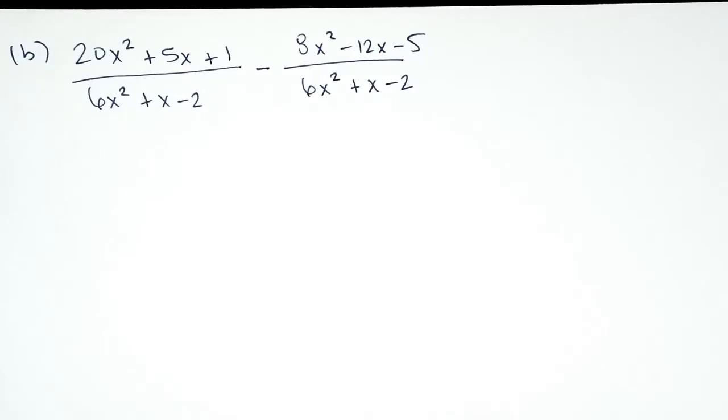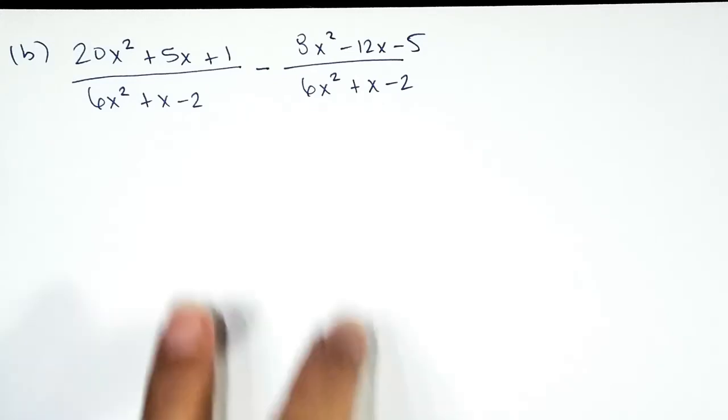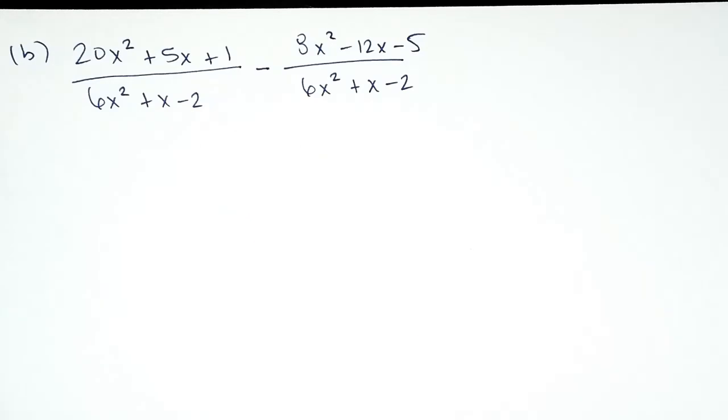Okay, so problem number 2, or B, has been identified. If you are taking notes, you can pause it right now, write the problem, and then once you're done writing it, you can hit resume or play. Okay, so we have two rational expressions separated by a minus sign. So in this case, we are subtracting.